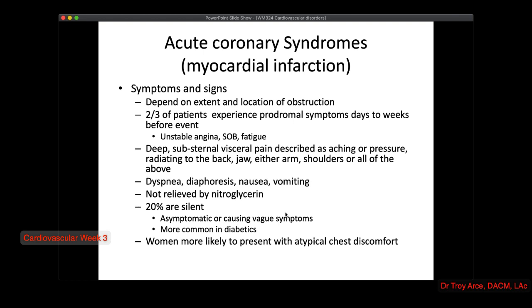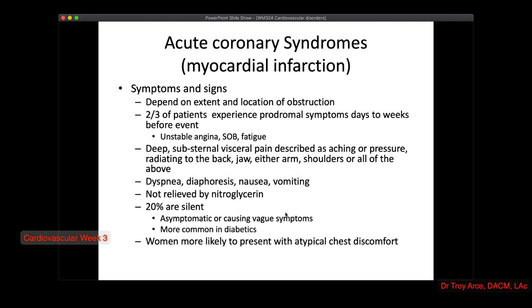Signs and symptoms depend on the extent and location of obstruction. Two-thirds of these patients experience prodromal symptoms days to weeks before the event. They'll have unstable angina, shortness of breath, and fatigue. And they'll hit this point up again about unstable angina versus stable angina. Know the difference between those two, please.